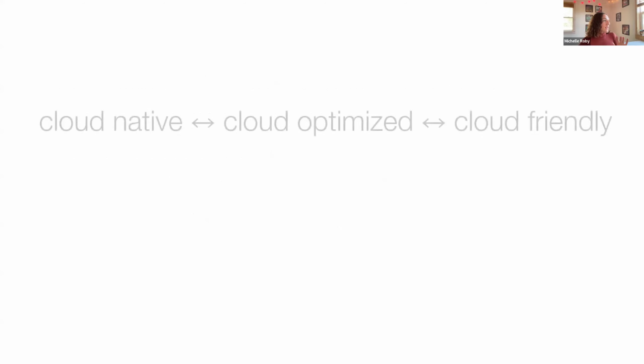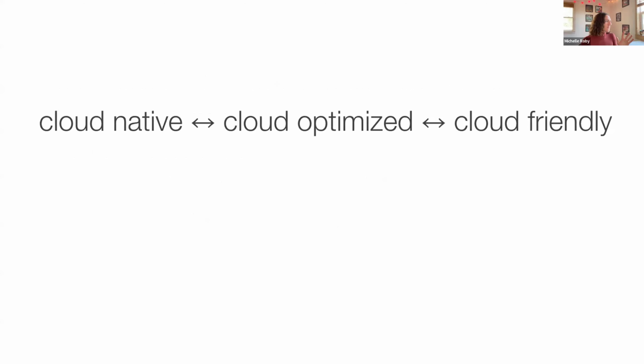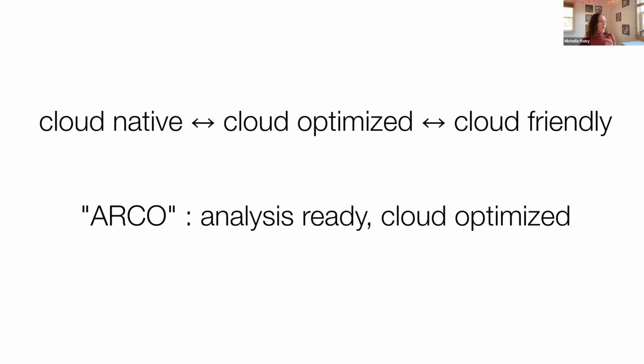So first, the terminology. Cloud native, cloud optimized, cloud friendly. These all basically mean the same thing. You'll hear different people use different terminology, but just as a reminder, it's pretty much the same thing. Also ARCO, which is analysis ready, cloud optimized, all the same.